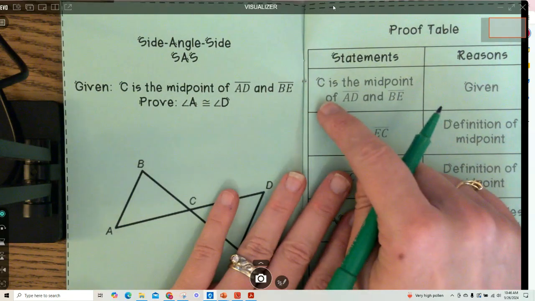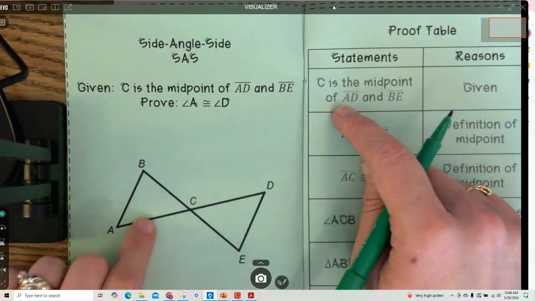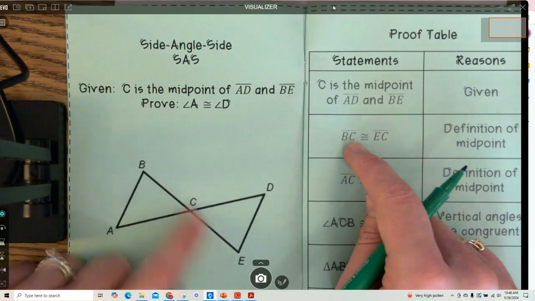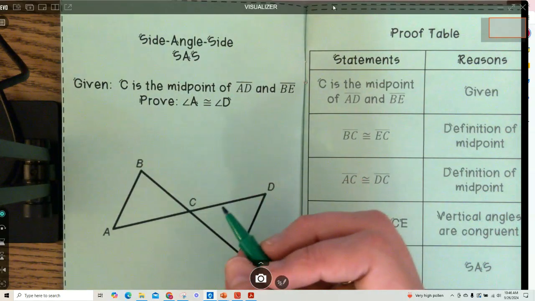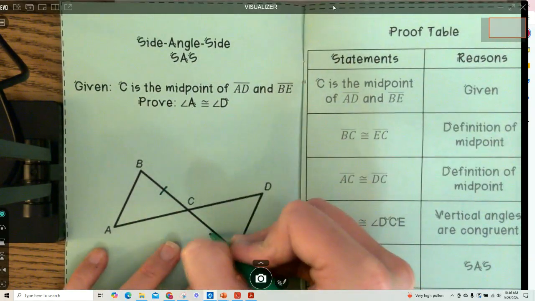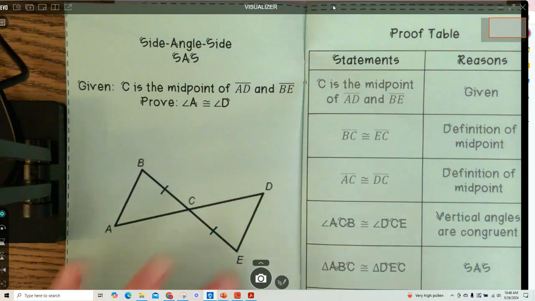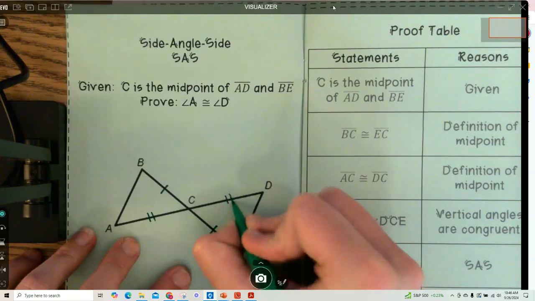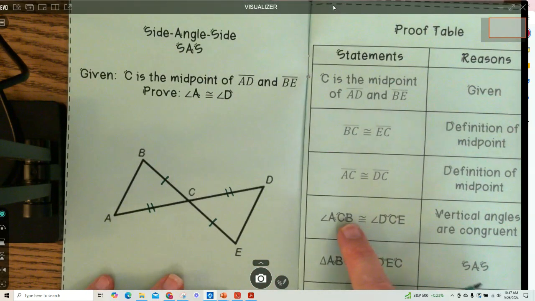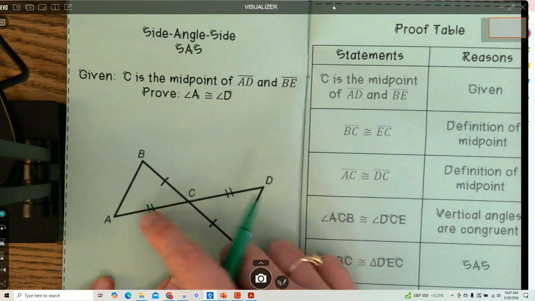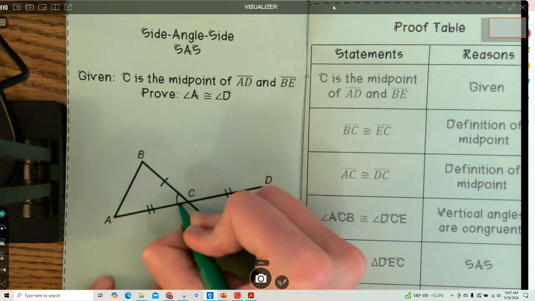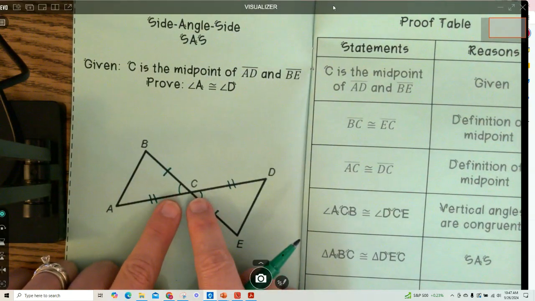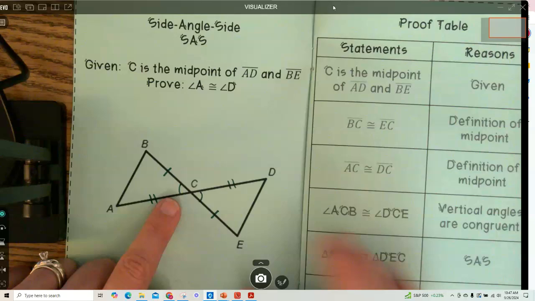So C is the midpoint of AD and BE. That's given to us. So that means that BC is congruent to EC. If that's the midpoint, then this piece and this piece are congruent. Same with AC and DC. These two pieces would be congruent. And then angle ACB and angle DCE. So ACB, that's this angle. DCE, that's this angle. Those are congruent because they're vertical angles. Okay, so remember when we have that kind of hourglass shape, we have vertical angles.